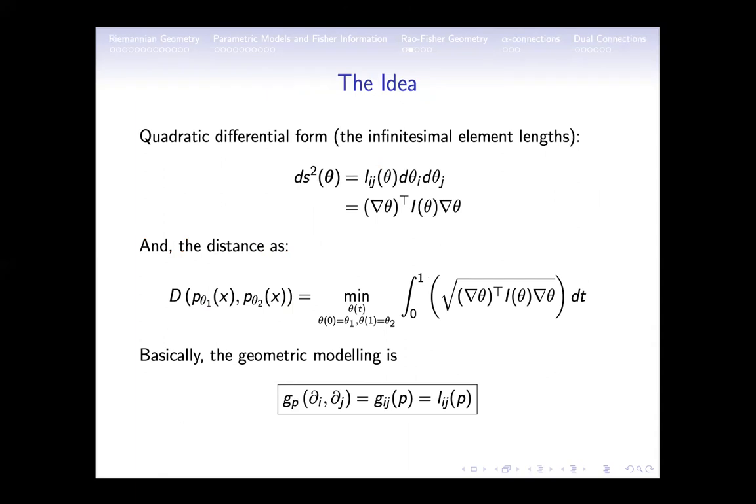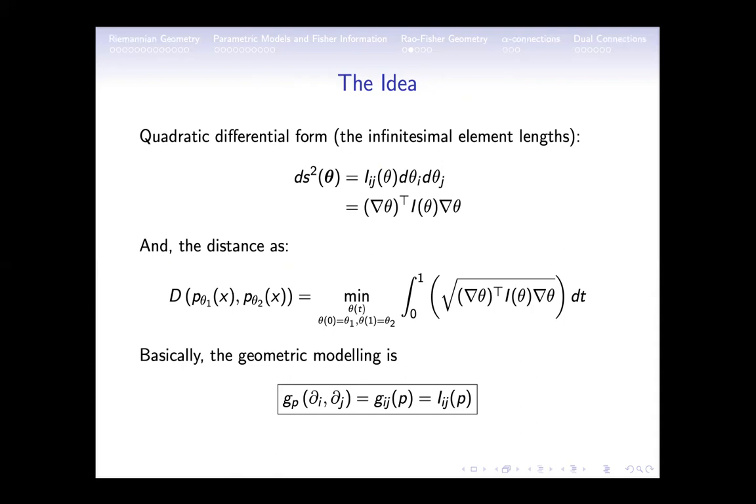The idea was he tried to define a quadratic differential form. So he tried to see, if you are moving from a particular theta, so a point in a statistical manifold is what? It is a probability distribution, right? It is a density. And it is parameterized by theta. So each point is parameterized by theta, which actually signifies a probability distribution function.